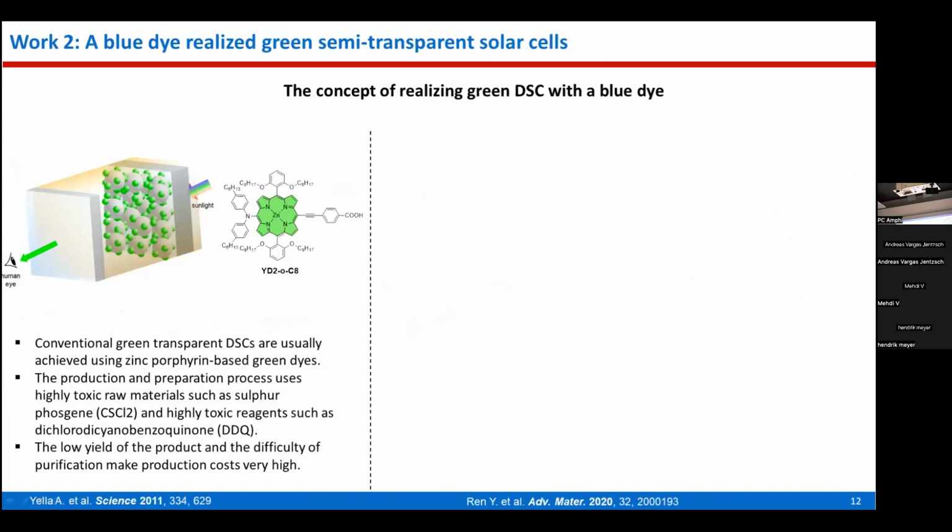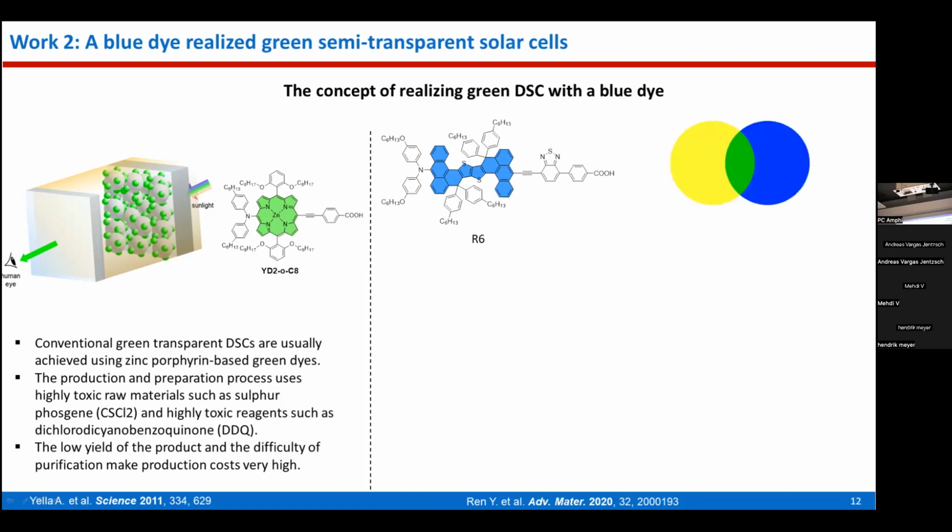Next, because our human eye is most sensitive to green light, green semi-transparent DSCs are more appealing. Actually, the conventional green dye solar cell is based on porphyrin green dyes, but they have some drawbacks. Now I have a very good blue dye. I'm thinking if I could do something with the blue dye.